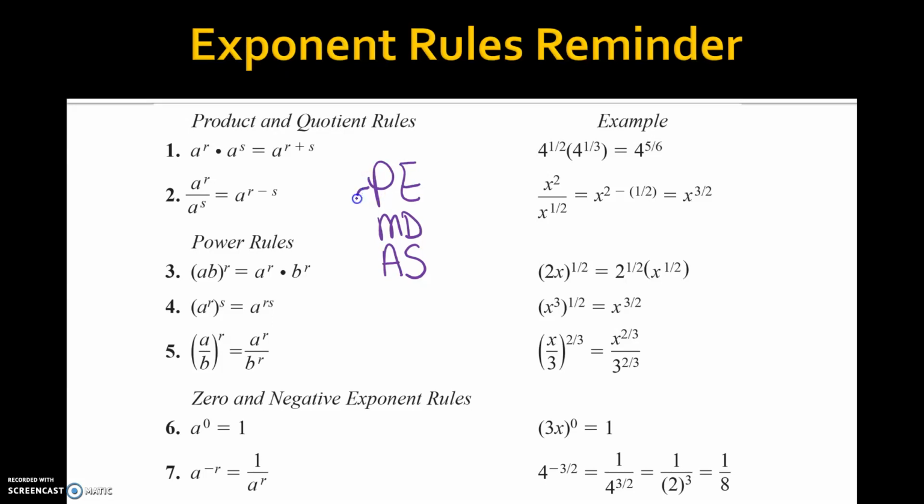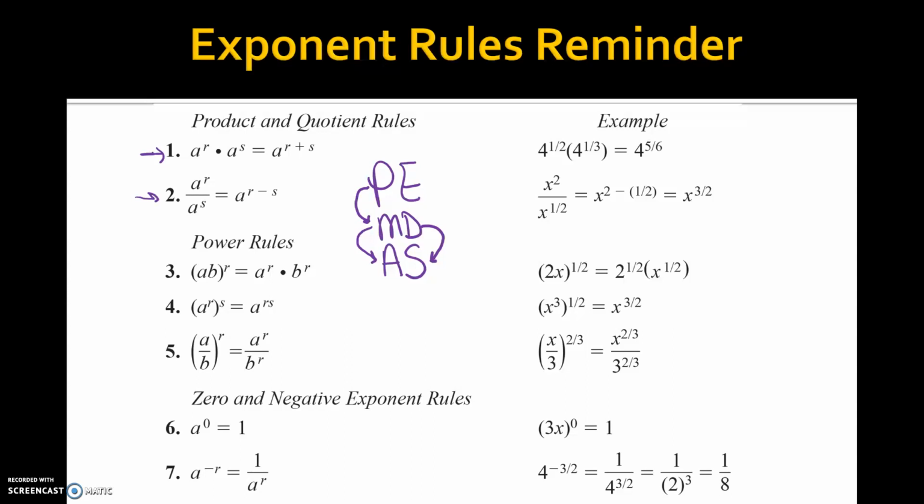If you see parentheses, you multiply the exponents. That's like number 4 and kind of a combination of 3 and 5. If you see parentheses, you're going to multiply those exponents together. If you see multiplication, you are going to add the exponents together. That's like this rule number 1. A to the r times a to the s is a to the r plus s. If you see division, you are going to subtract your exponents. That's like rule number 2. Division with the same base, you subtract the exponents.